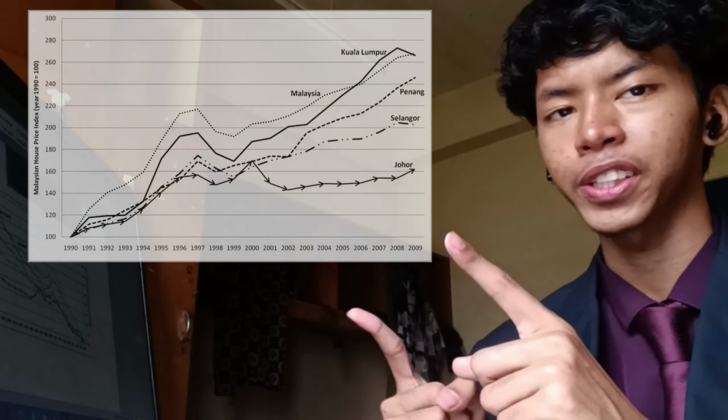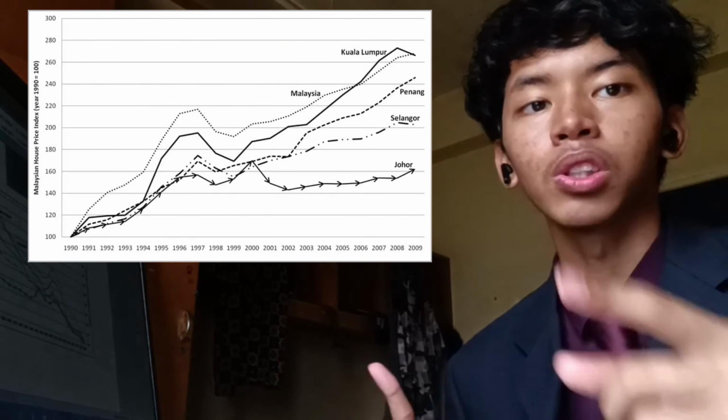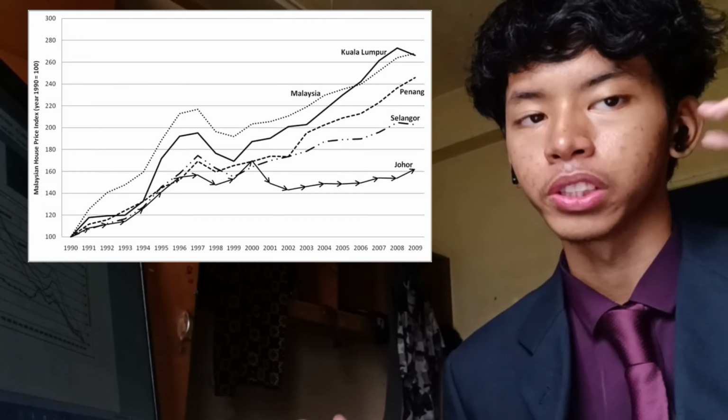So how do I know the price of property or houses in urban areas is higher? I have made research, and this is the data about how the price is increasing from year to year in the urban areas.